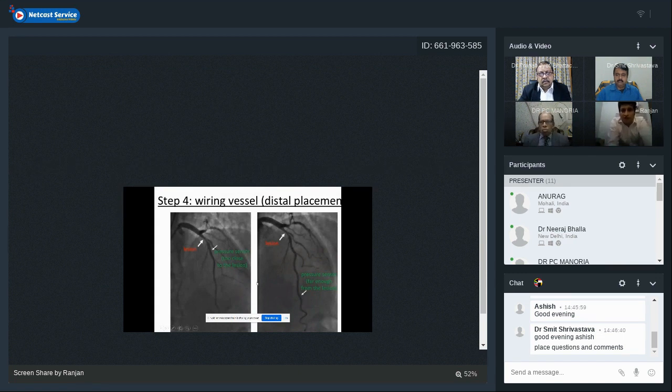I'll show you a graph, an equation, of how multiple lesions affect FFR. So when you're doing an FFR, make sure it is as distal as possible, but not in a small branch. It should be in the sizable main artery, but as distal as possible. Also make sure that the tip of your wire is in the main artery and not in a small branch.